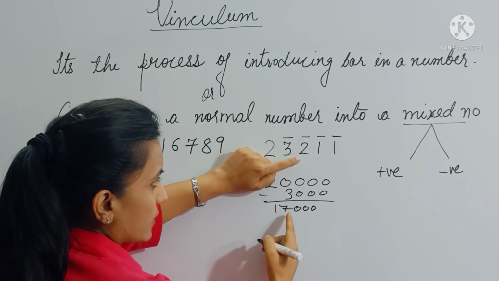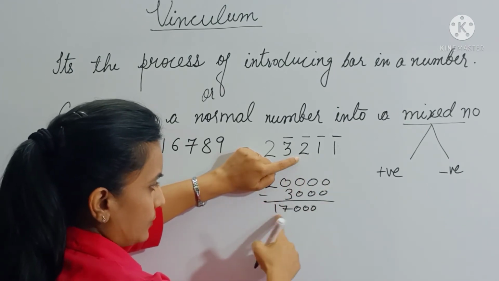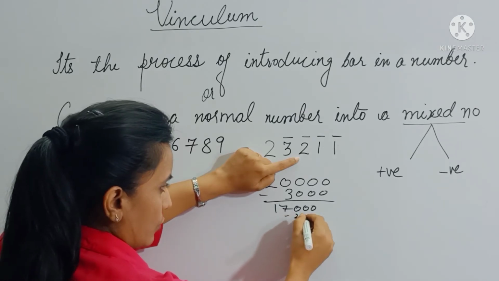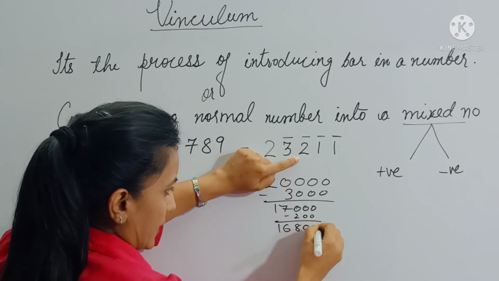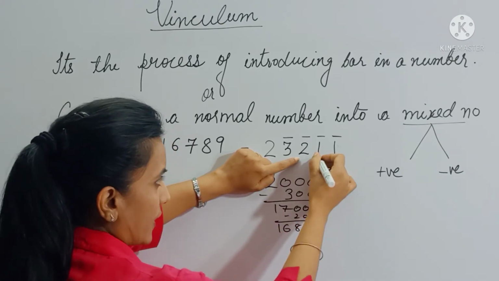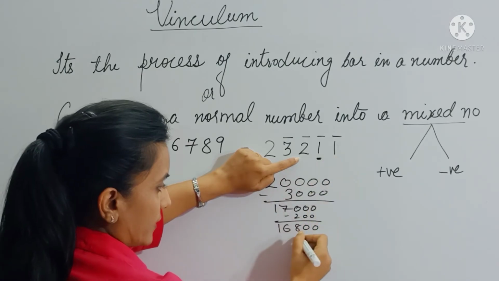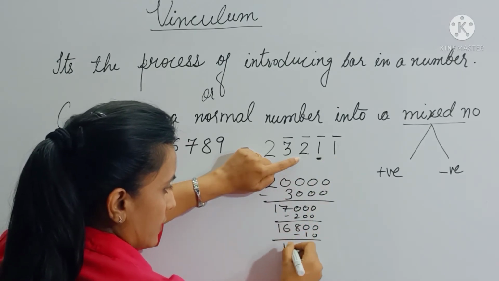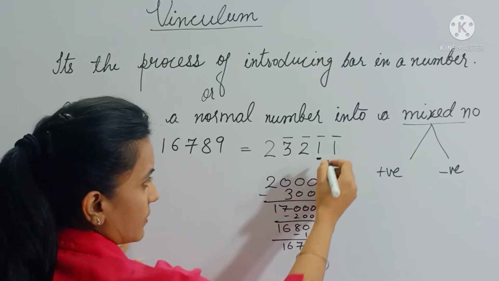Now I will subtract 200, right? 2 is at the 100 place. So 200 from 17,000. So you will get 16,800, right? Now I will subtract this. This is what? This is at the tens place, right? So I will subtract 10 from this. So I will get 16,790.